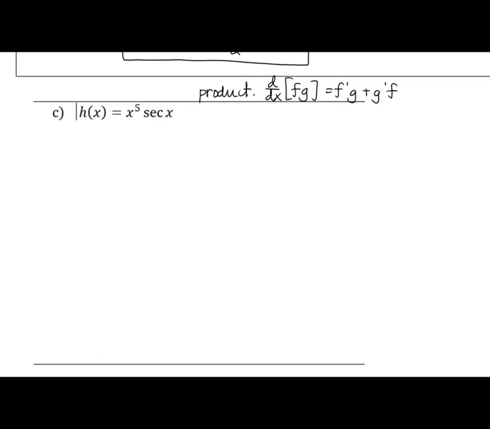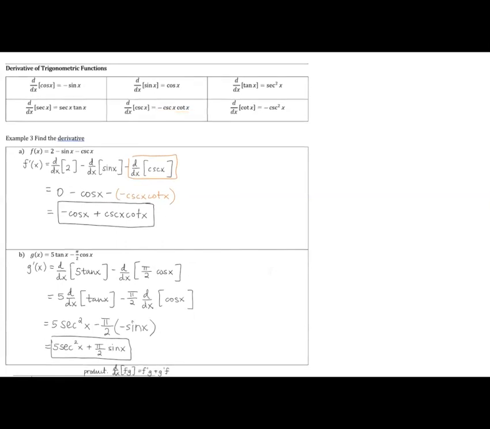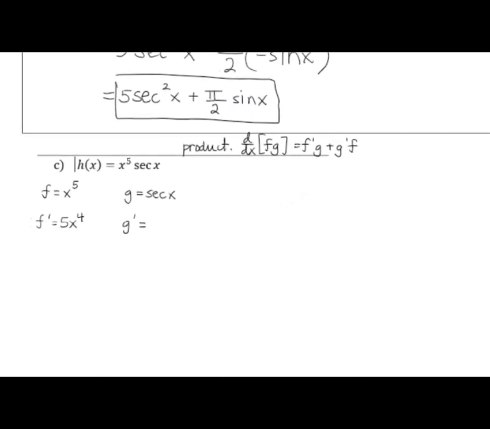So I'm going to begin by identifying f, the first factor in that product, as x to the 5th, and g, the second factor in that product, as secant x. Now I'm going to use my power rule to take f prime and get 5x to the 4th. And g prime, we just saw up here that the derivative of secant x is secant multiplied by tangent. So our g prime is secant x tangent x.